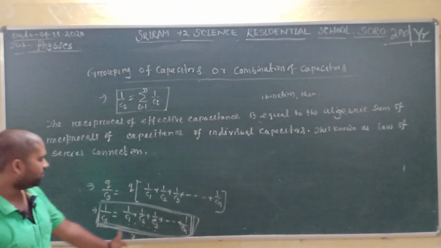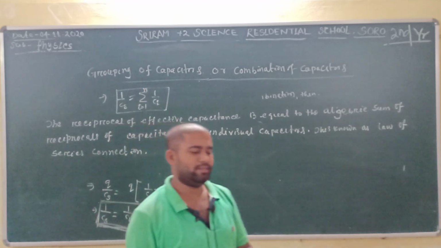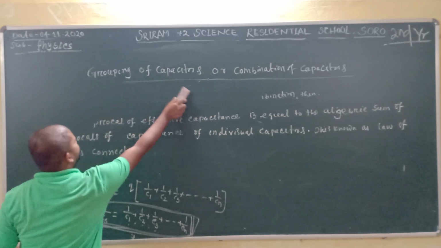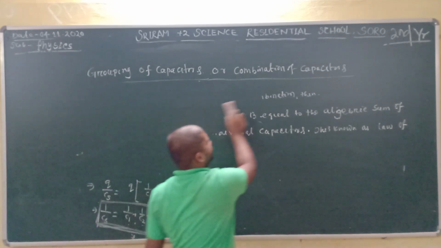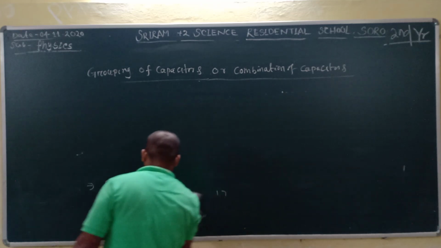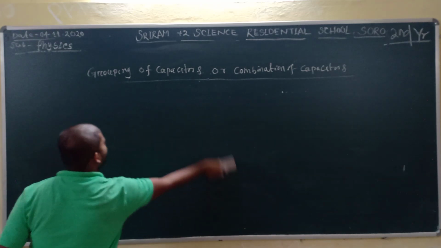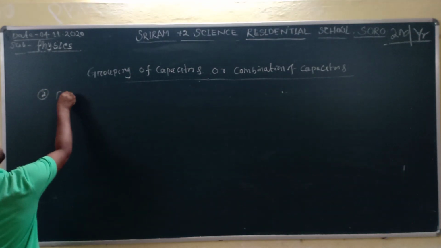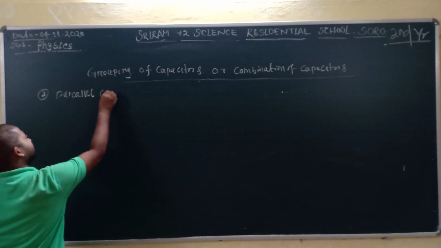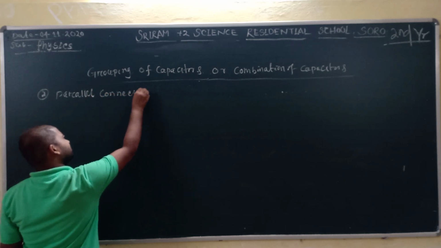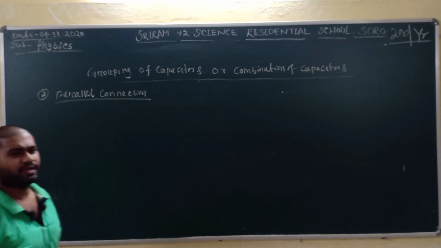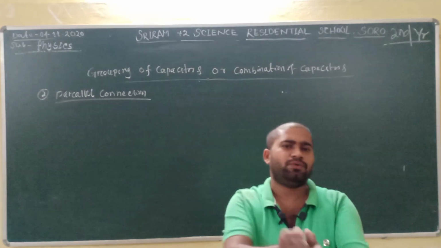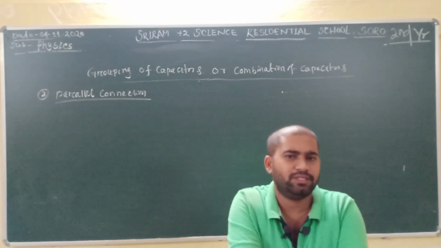Understand? Okay, so it all lies in the algebraic reciprocal format. So let us measure the law of parallel combination, the second grouping, that is parallel combination. In a parallel connection, all the capacitors must connect over different wires.